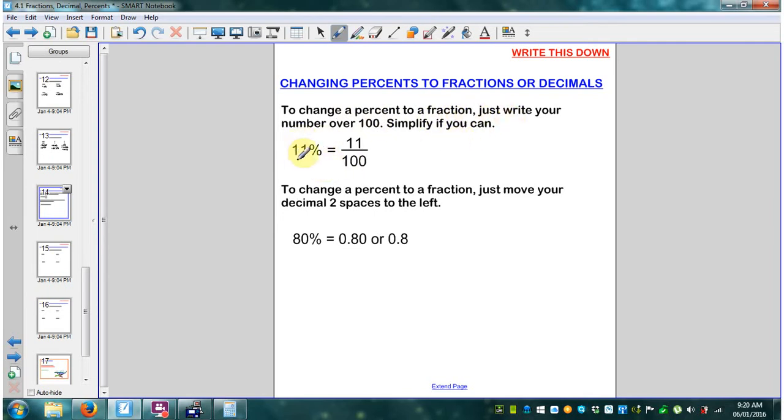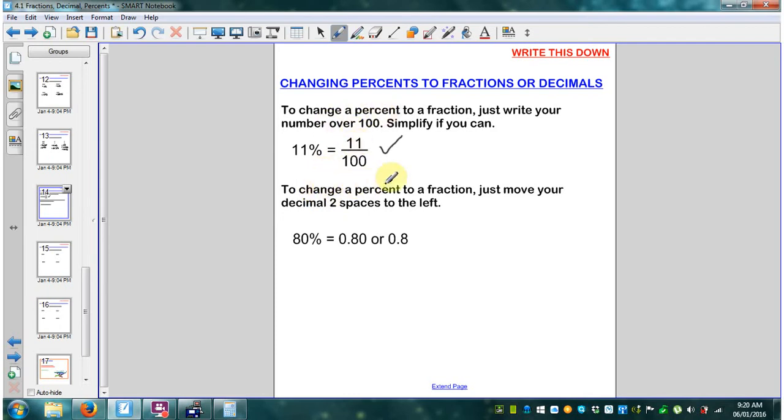Okay, so we know by the definition of percent is how much out of 100. So for example, on a test, if you got 11% and you had 100 questions, that means you got 11 right out of 100. So that's why we put it over 100. So 11%, we drop our sign and go 11 over 100. That's how you change percents to fractions. Just put it over 100. Okay, so make sure you write that note down.